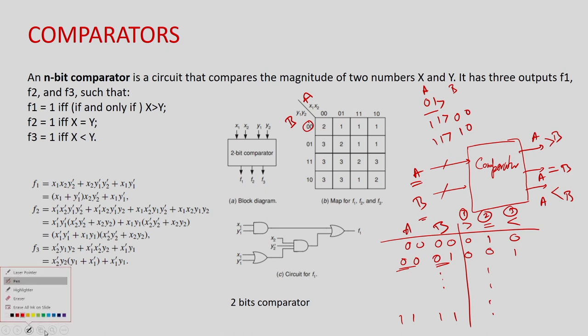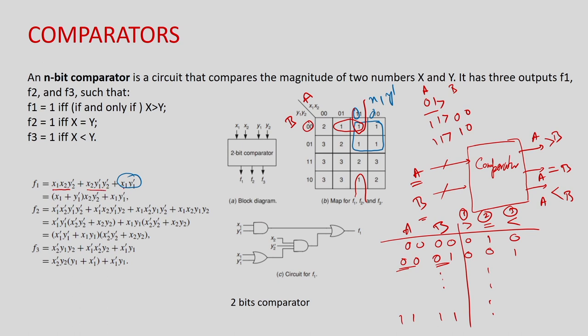Now using the Karnaugh map, I can easily identify the minimal expression. I can combine all these 4 into one product term, and that will be x1 y1 bar, because x1 is fixed here, and in this case y1 bar. Similarly, I can combine these two into a product term of size 3, and I can combine this with this. If I combine these, I will end up getting these 3 product terms. You can cross check. This is very obvious from the Karnaugh map.